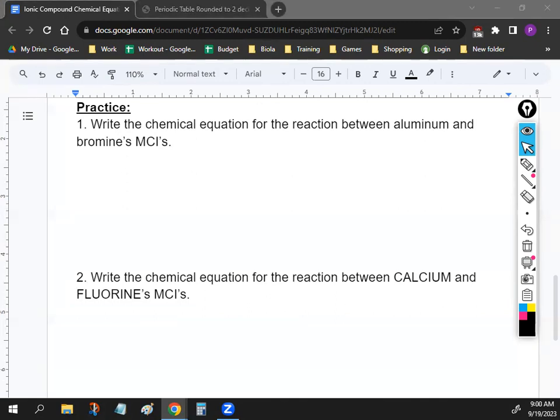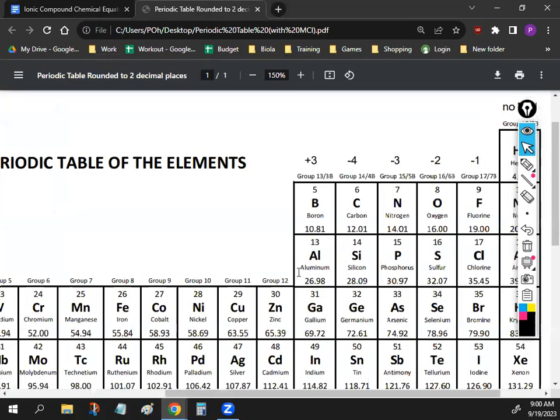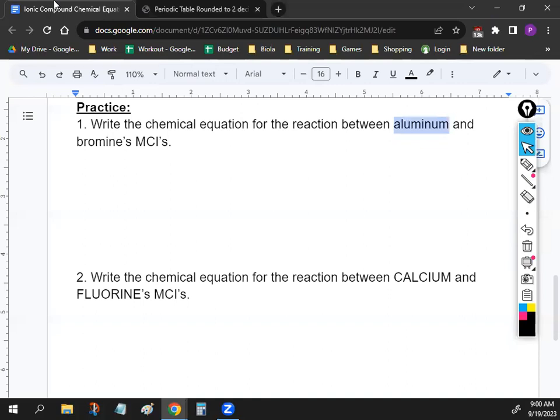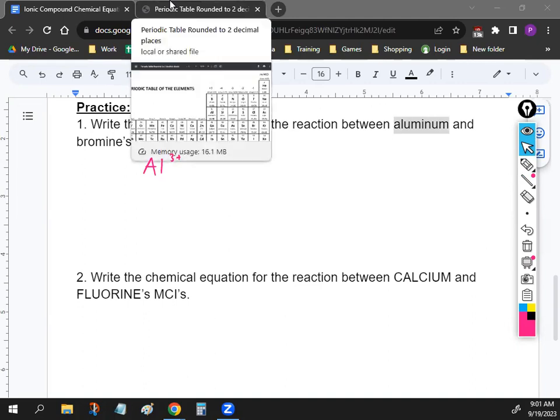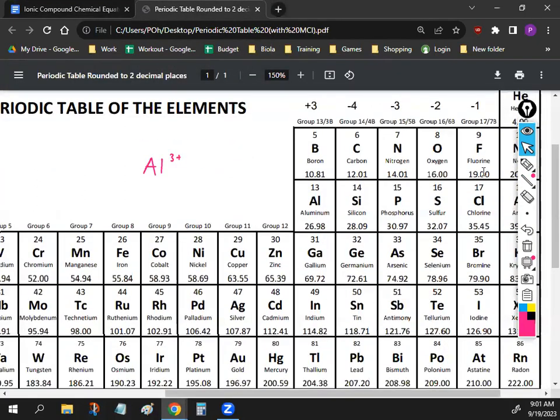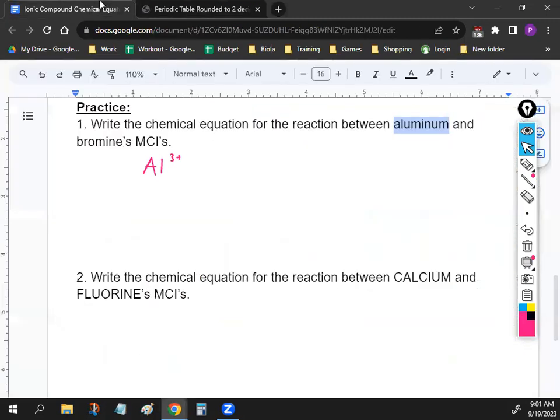Okay, try that out. So for number 1, let's find the MCIs first. If we take a look at the periodic table, what's the MCI for aluminum? Yeah, 3 plus. It's right here. So Al 3 plus. Let's write that down. Next, we're going to look at bromine. What's bromine's MCI? Yeah, -1. It's in the -1 column. So you're going to have Al 3 plus, and you're going to have Br minus.